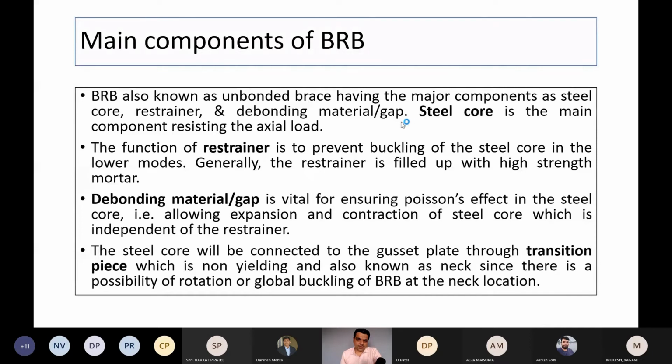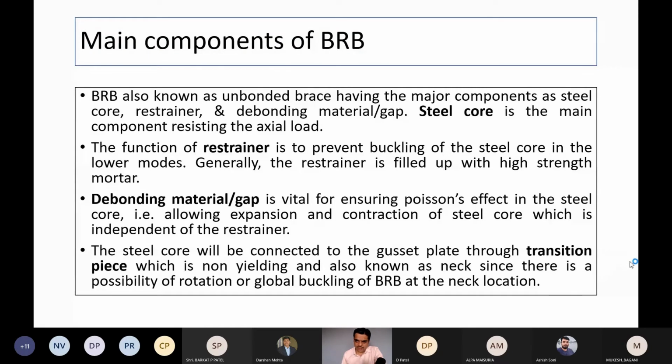But the most important part is the steel core, which is the main component resisting the axial load. And then there is a restrainer, which is for preventing the buckling. We will see each part in the subsequent slide along with the figure, so right now you can just remember the names. One is the steel core, another is the restrainer, which will prevent the buckling, and another is the debonding material or gap, which is very vital and the most important part for ensuring the Poisson's ratio effect in the steel core, allowing the expansion and the contraction of the steel core independent of the restrainer.